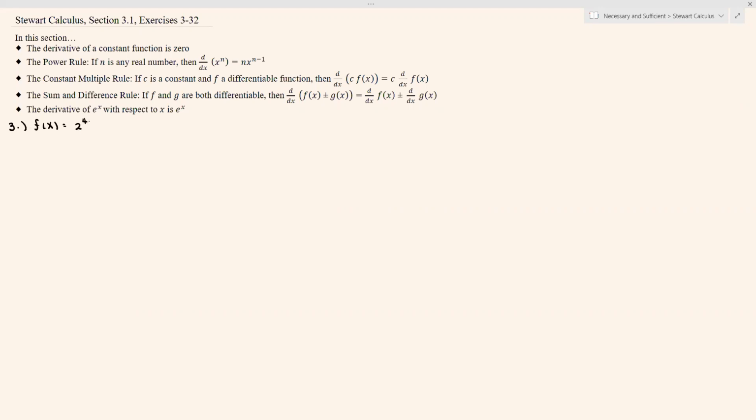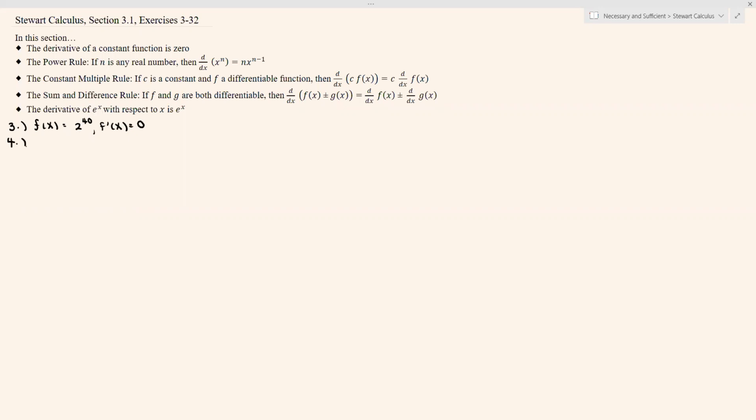Problem 3 is asking us to find the derivative of f of x equal to 2 to the power of 40. This might be a little bit of a trick question if you're not used to these kinds of problems, but notice 2 is just a constant and we're raising it to a constant power. So this is just a constant. We know the derivative of a constant function is 0. Therefore, f prime of x is equal to 0.